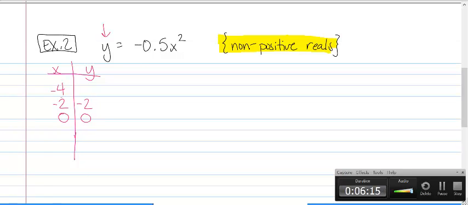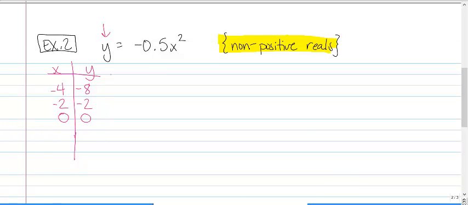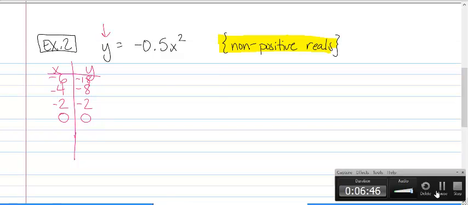So I have a negative 4 that I'm going to go ahead and shoot for. Negative 4 squared is 16. 16 times negative 1/2 is negative 8. Okay, and my last one, let's do negative 6. If I substitute that in, I get negative 6 squared, which is positive 36. Positive 36 times negative 1/2 is negative 18. All right, so let's go to our graph.